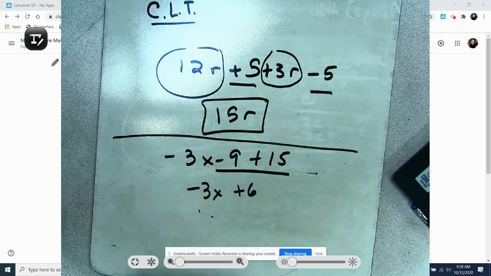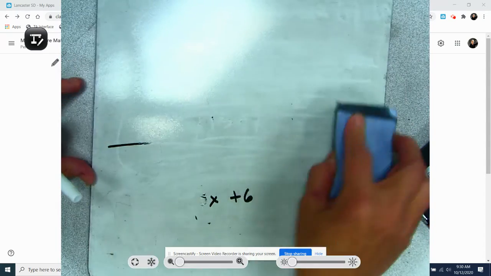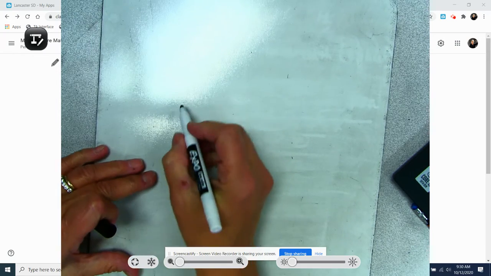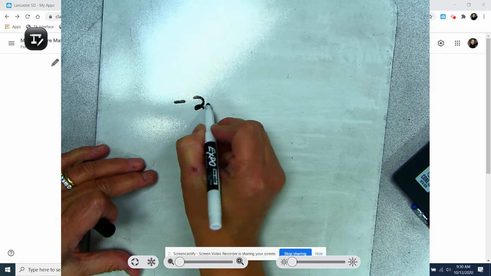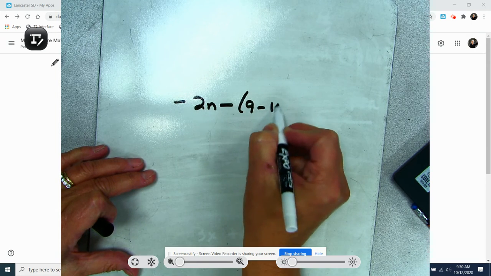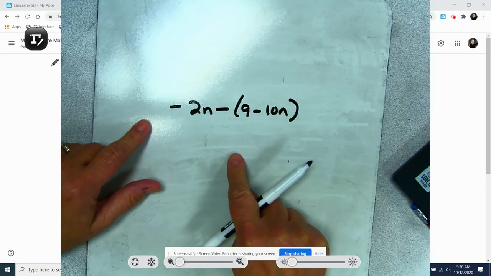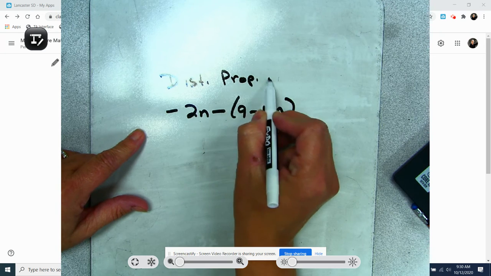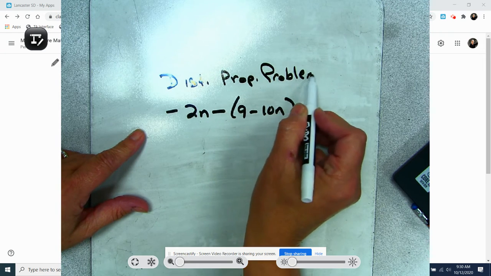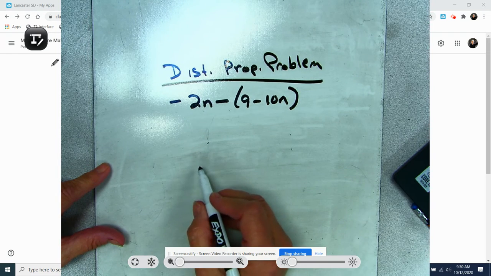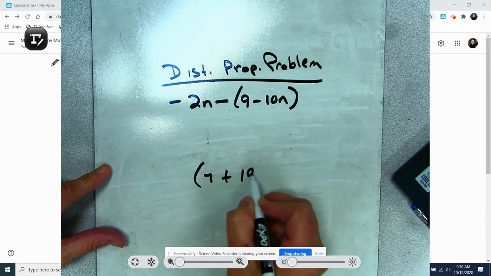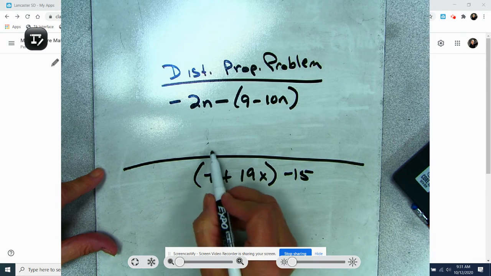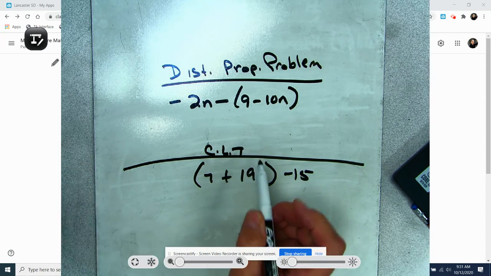Now, when you are talking about combining like terms, do be careful that you don't get caught up in a distributive property issue. For instance, if you had negative 2n minus the quantity n minus 10n, this is actually a distributive property problem. This is a distributive property problem. Whereas a problem that looks like this one here, this is a combined like terms problem.